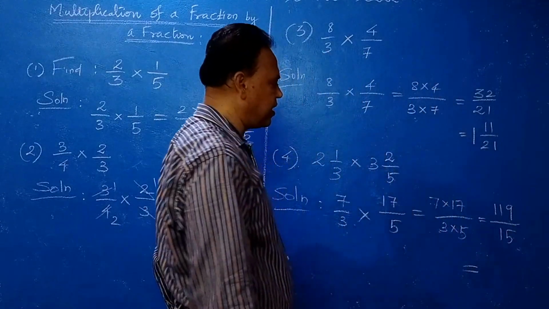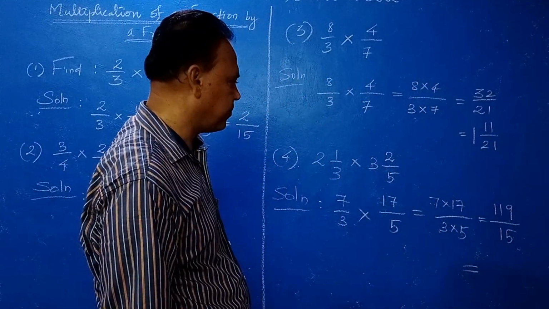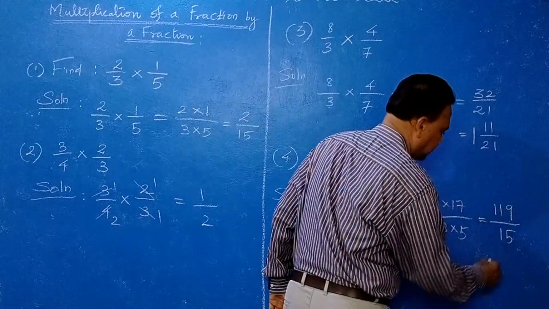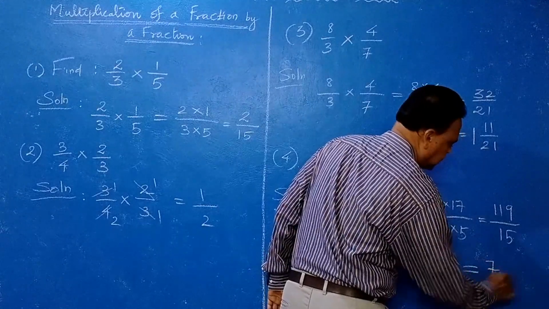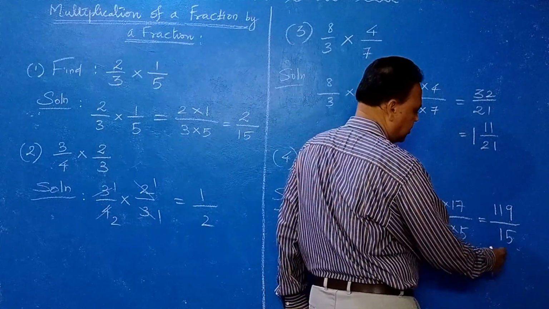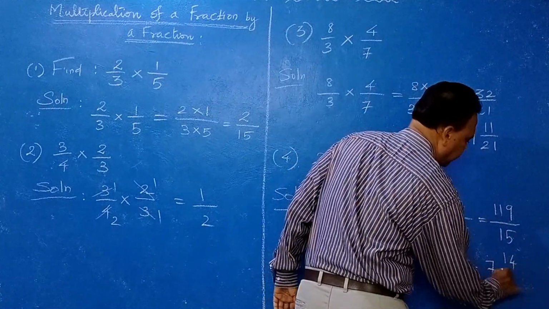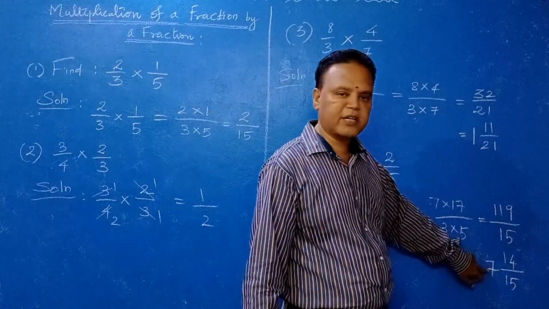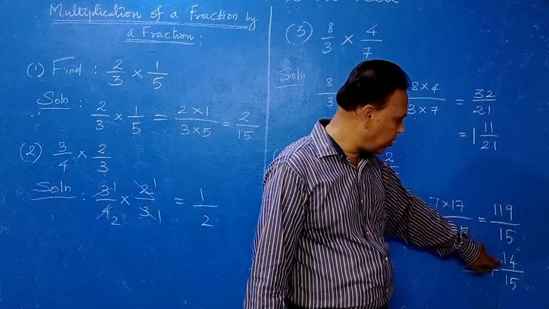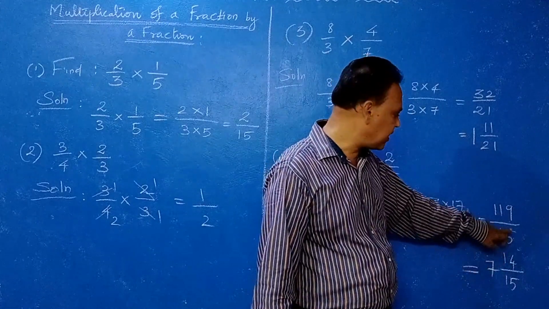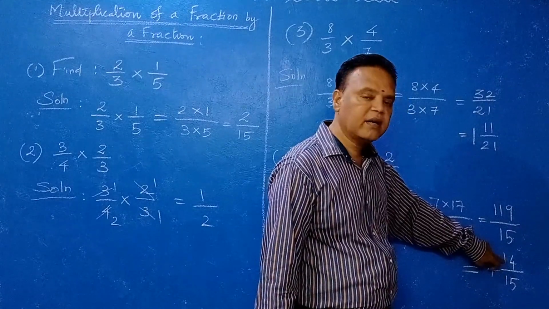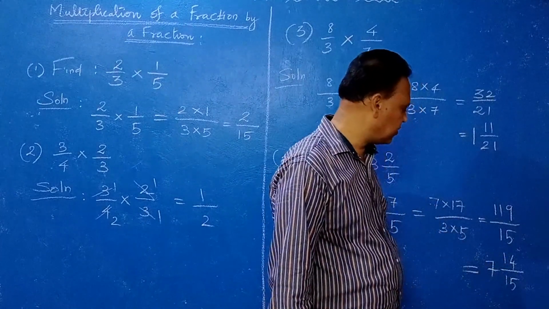So in 119, how many 15s are there? 7. 7 15s are 105. What is the remainder? 119 minus 105, the remainder is 14. So 7 and 14 by 15.